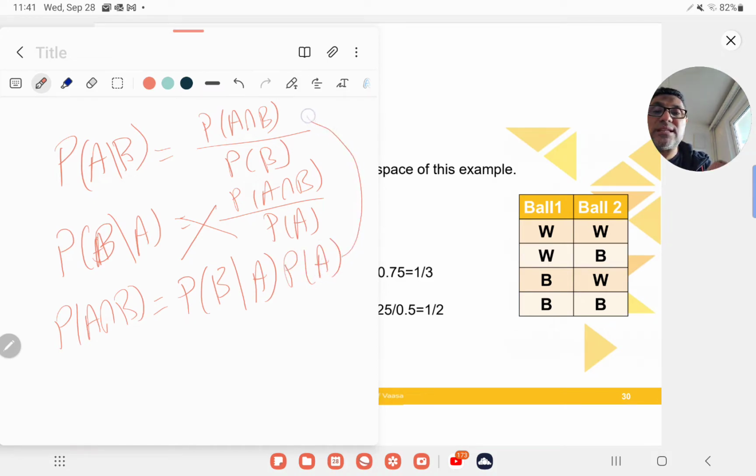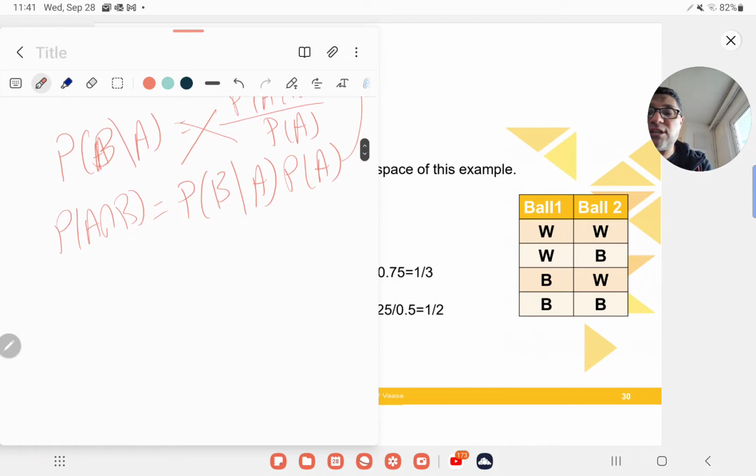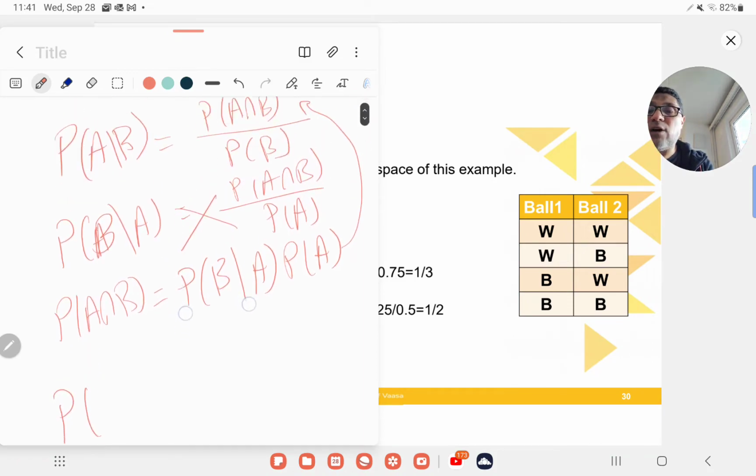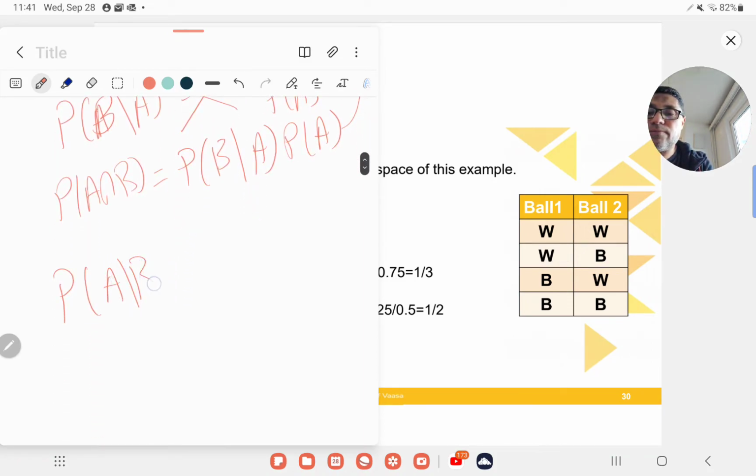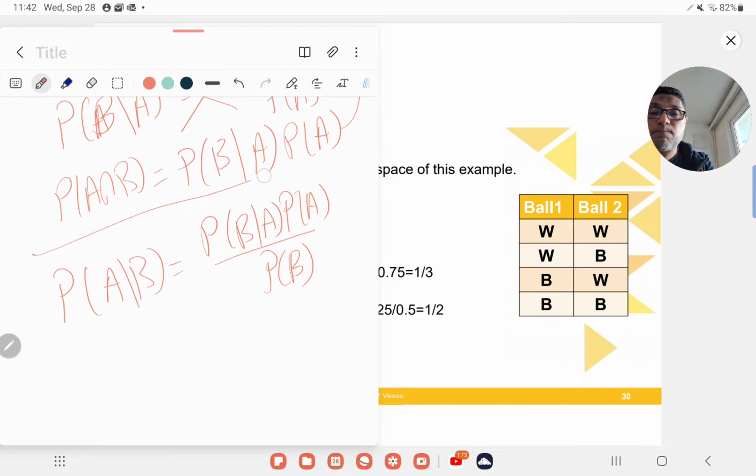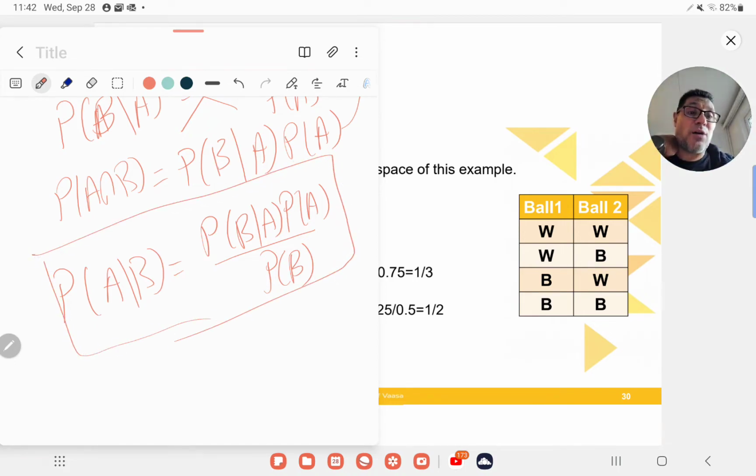If you substitute this above in the first equation, you get that probability of A given B equal to probability of B given A. You can see that you exchange the order, times the probability of A divided by probability of B. This is the key equation of all estimation and Bayesian formulas, or the Bayesian inference and many other algorithms. This is called Bayesian formula.